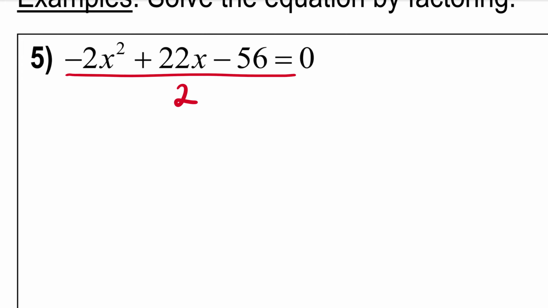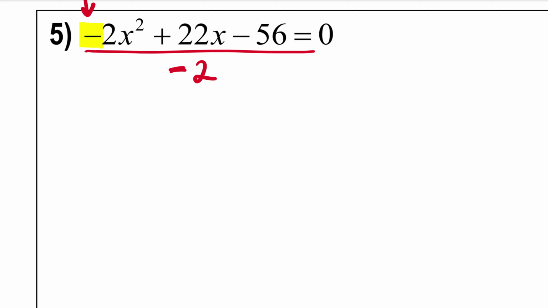And something else to note, and you might want to write this down in your notes, if my first number, my a, is negative, then my GCF has to be negative. So if I have a negative in the front, my GCF is at least negative 1. If not something else, it's negative, okay? So if you ever have a negative here, you have to have a negative down here.